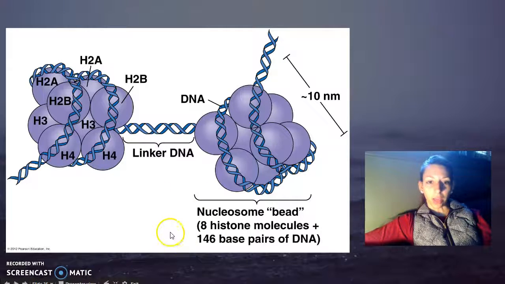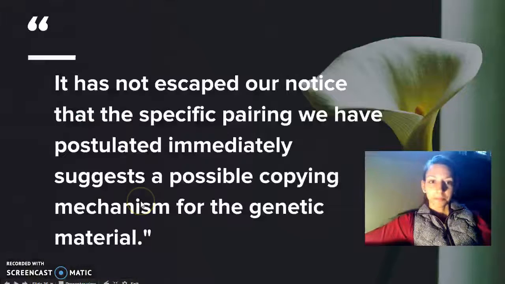So taking a look here again, we have our nucleosome beads, which is, again, 8 histone molecules. And wrapped around one of these nucleosomes is going to be about 146 base pairs. Now, again, this is only about 10 nanometers wide. But each of these different histone complexes will be important for our packaging of DNA.